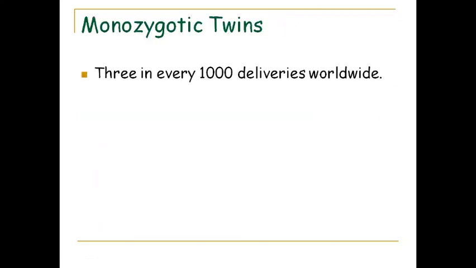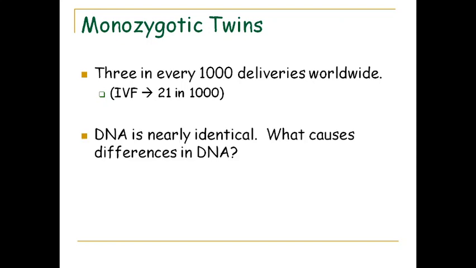So the monozygotic twins, in every 1,000 deliveries worldwide, there's about 3 of them. So it's not that frequent that it occurs. It's fairly rare. In vitro fertilization, which you guys might know as test tube babies. This is just when a sperm cell and an egg cell are fertilized outside of the body and then implanted back into the mom. Twinning occurs much more often in vitro fertilization. And in monozygotic twins, the DNA, like I said, is nearly identical.